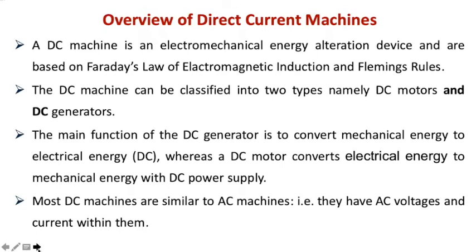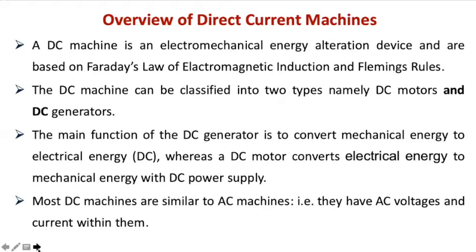A DC machine is an electromechanical energy alteration device and is based on Faraday's law of electromagnetic induction and Fleming's rules, that is Fleming's left-hand rule and Fleming's right-hand rule. The DC machine can be classified into two types, namely DC motors and DC generators. The main function of a DC generator is to convert mechanical energy to electrical energy, whereas a DC motor converts electrical energy to mechanical energy. The input should be the DC power supply.